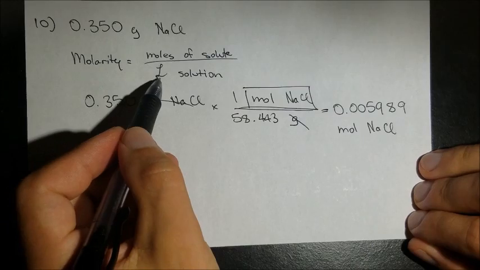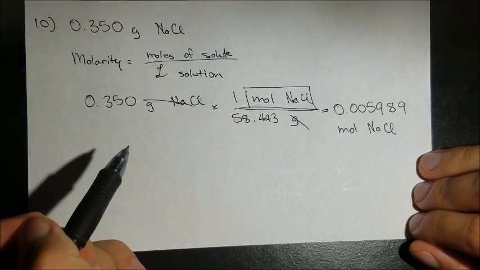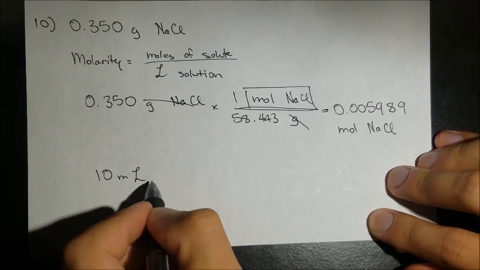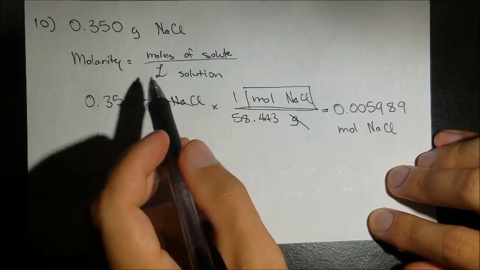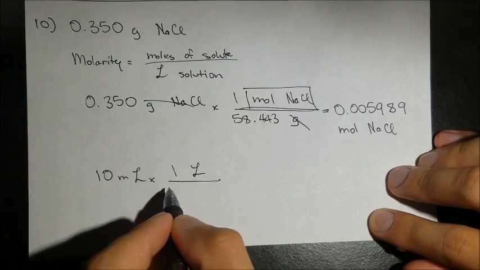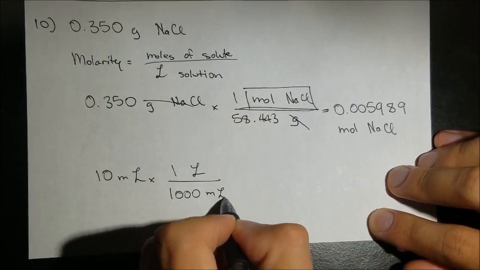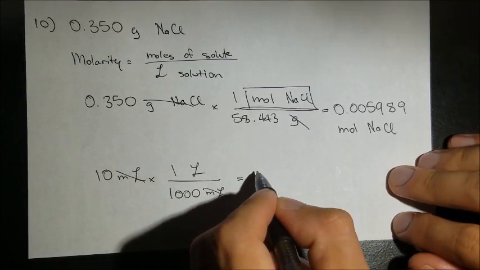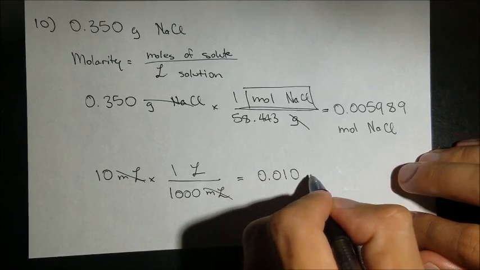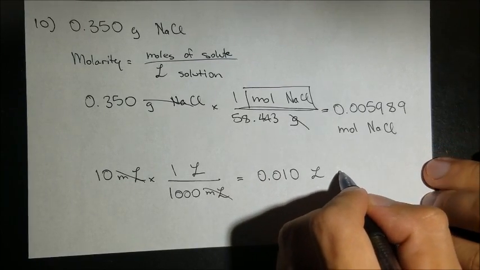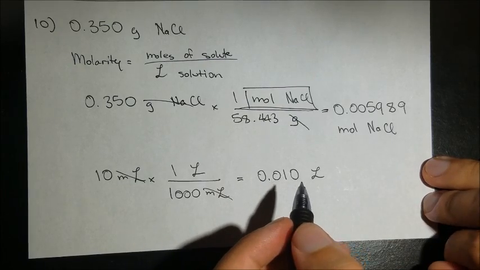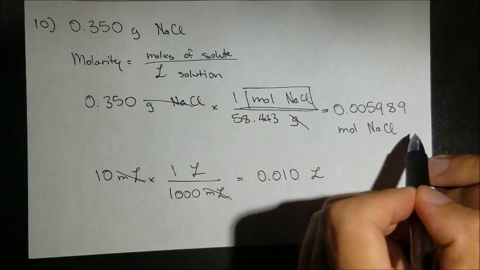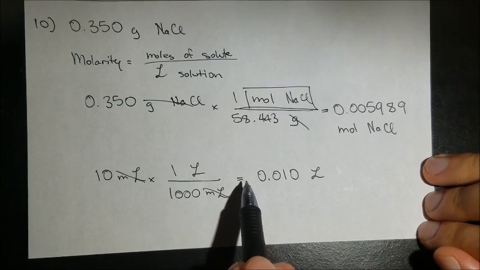And now the last thing I need to figure out is the liters of solution. So I had 10 milliliters, so I'm going to go ahead and convert this into liters because it has to be in liters. So for every 1 liter, there are 1,000 milliliters. Milliliters cancel, and this tells me that I have 0.01 liters of solution. And the solution here is our ocean water. So I have two quantities that I need now. I have the moles of sodium chloride and the liters of the solution.